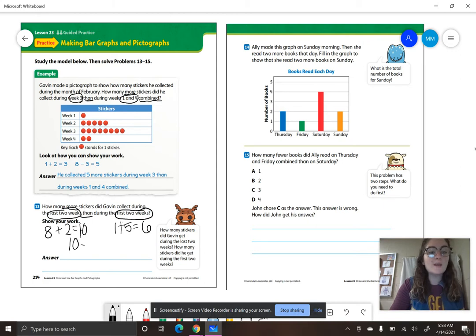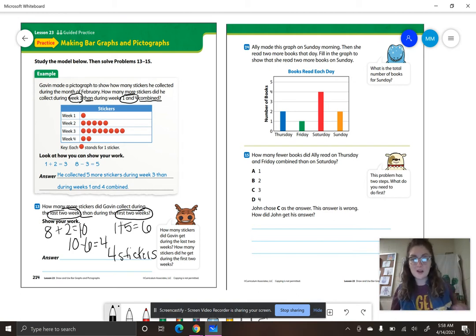We want to figure how many more stickers were collected on the last 2 weeks than on the first 2 weeks. So we are going to take away what we know is the same. What is 10 minus 6, Smarties? 4. What is the difference? 4 stickers. So we would say 4 stickers. So Smarties, we had to solve 3 equations. Sometimes with word problems, we're going to have to do a little extra work to get the correct answer.